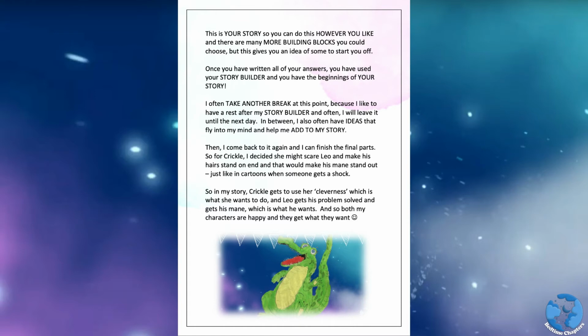So for Crickle, I decided she might scare Leo and make his hair stand on end, and that would make his mane stand out, just like in cartoons when someone gets a shock. So in my story, Crickle gets to use her cleverness, which is what she wants to do, and Leo gets his problem solved and gets his mane, which is what he wants. And so both my characters are happy, and they get what they want.